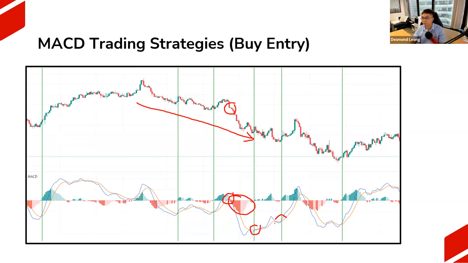Another one, another crossover. This happened to have strong bullish momentum on the histogram that caused price to continue moving upwards. But we want confirmations. We cannot just rely on the indicator alone. You cannot just look at MACD, oh, crossover, you start to buy, crossover, sell. If it's so easy, just think about it. Everyone would be making money. Everyone would be profitable from trading.